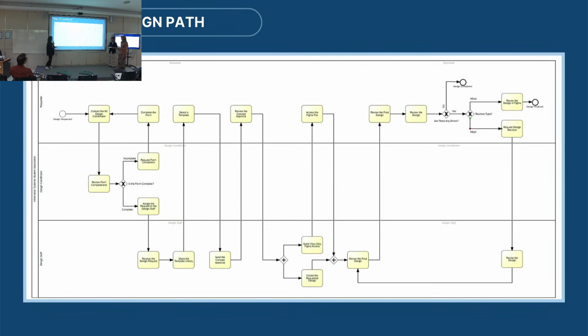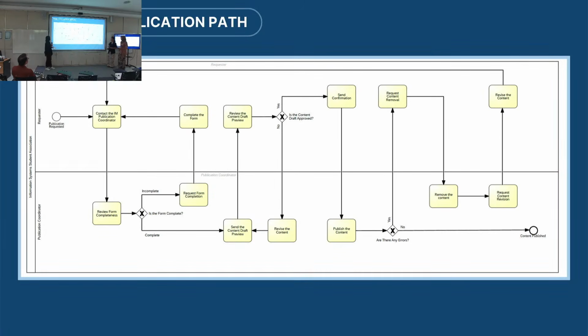Let us first look at the design sub-process. It covers completion, draft review, testing cycles, and the final design is released. Next, we move to the publication sub-process. This process covers content submission, draft approval, publication, and post-publication revision or content removal if needed.